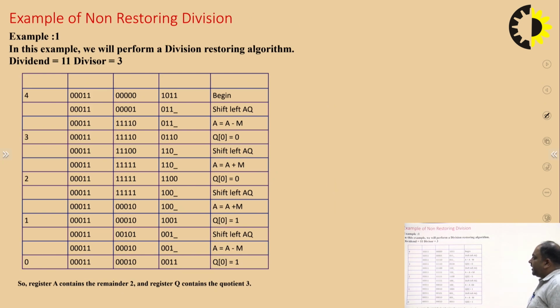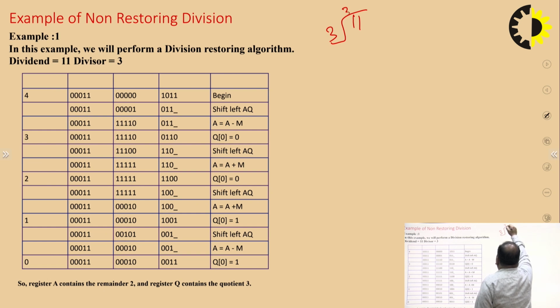First, I will take an example of the division algorithm where the dividend is 11 and the divisor is 3. The binary value of dividend 11 is 1011 and the divisor 3 is 00011. So we use 5-bit calculation for division. If we normally do 11 divided by 3, we get remainder 2 and quotient 3.